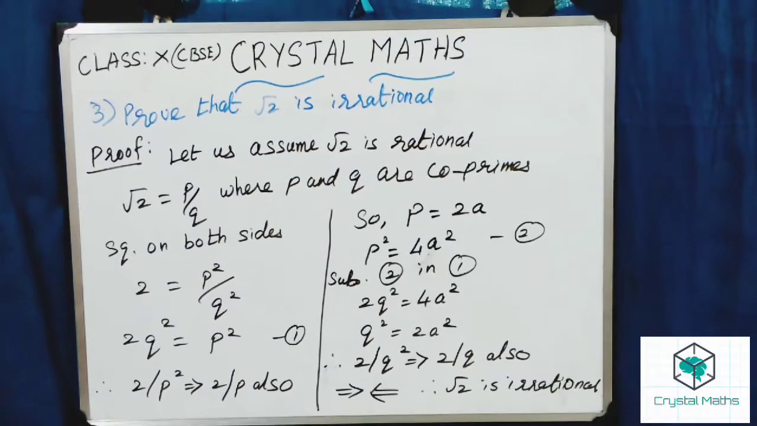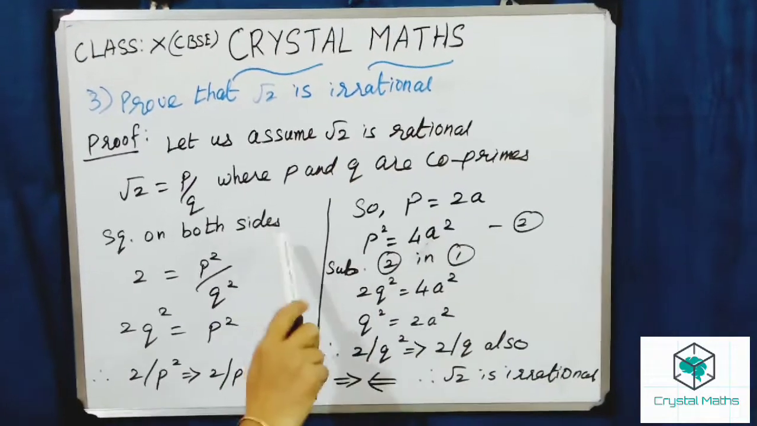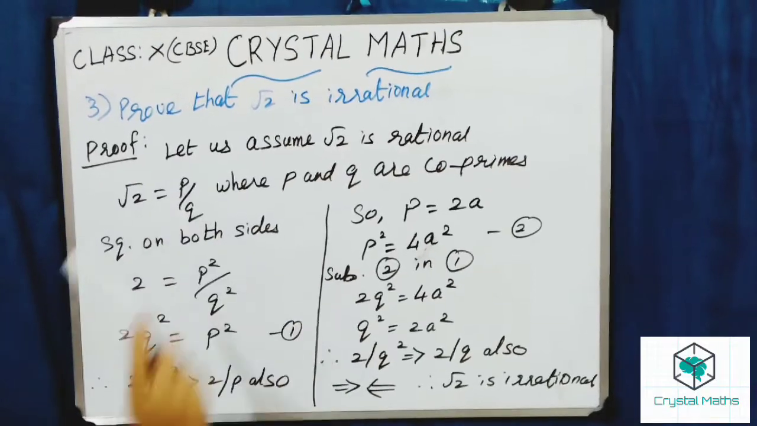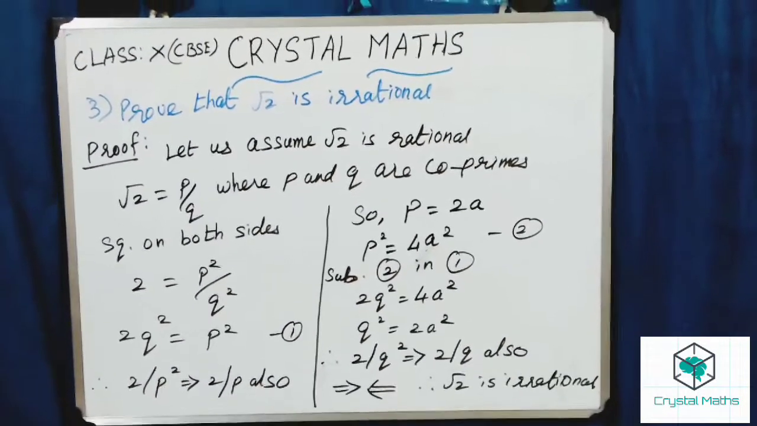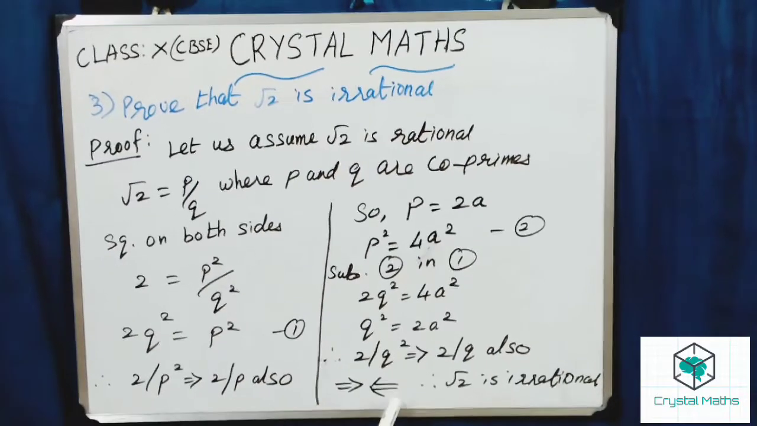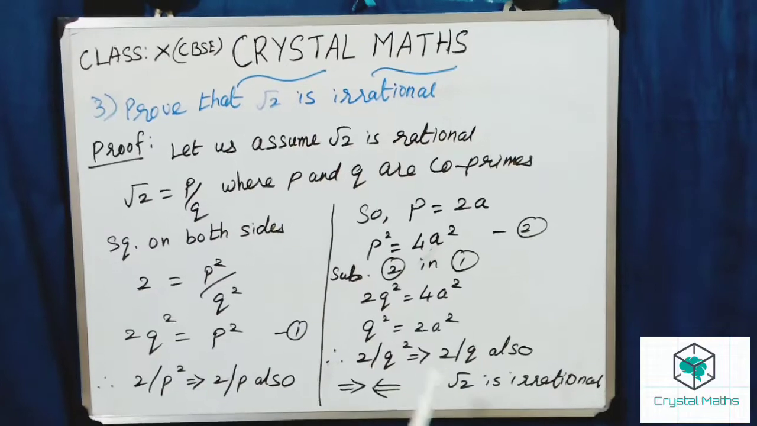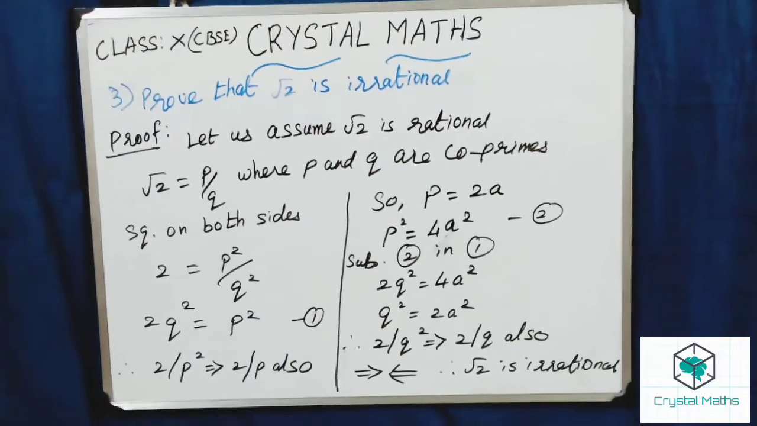That is the contradiction to the assumption of co-prime. Initially we mentioned that as co-prime there is no common factor between p and q. But here we are saying 2 divides p and q. That is a contradiction to our assumption. So we can say our assumption is wrong. So we can tell root 2 is irrational.